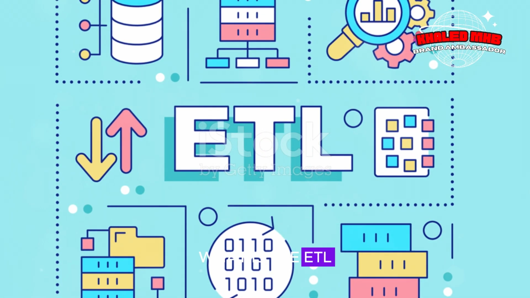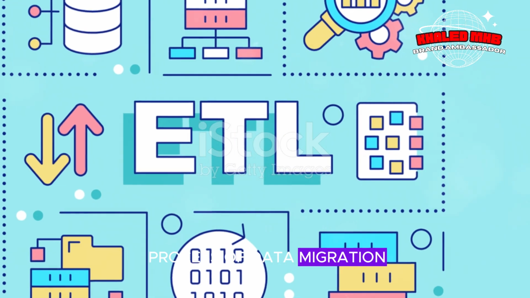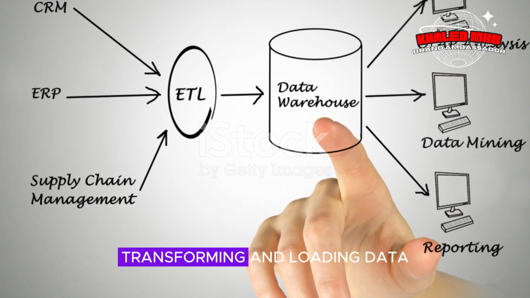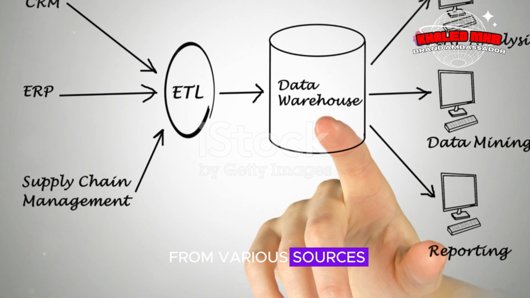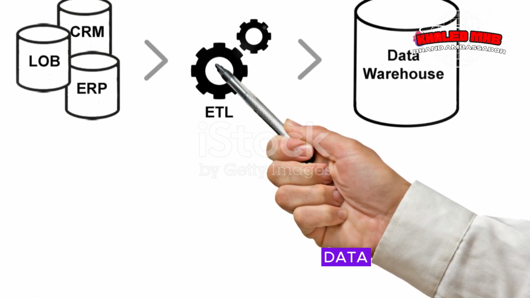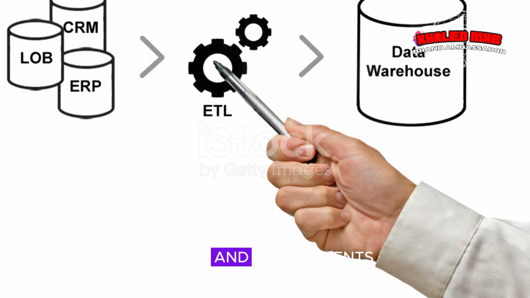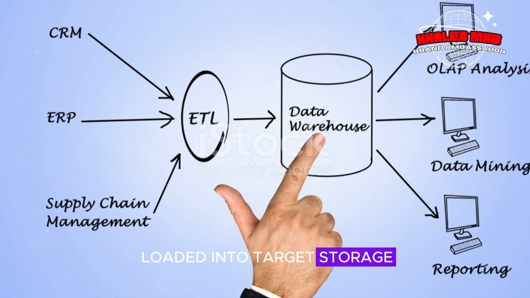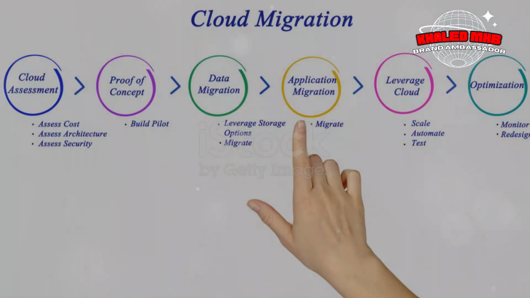What is the ETL process of data migration? ETL refers to the cycle of extracting, transforming, and loading data from various sources and changing the data to meet specific business rules and requirements. The data is then loaded into target storage, typically a data warehouse.